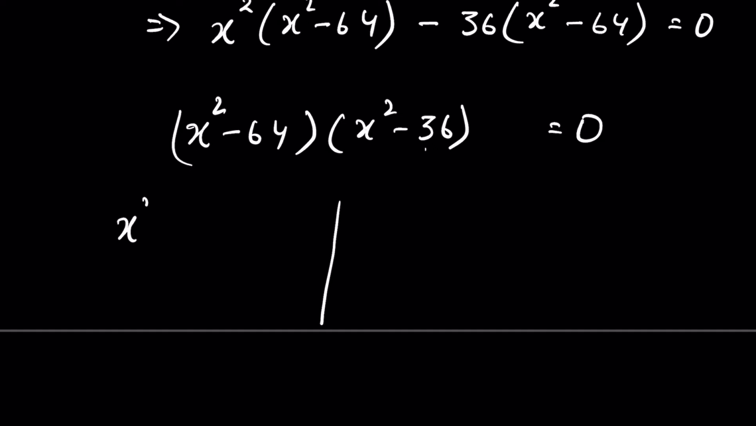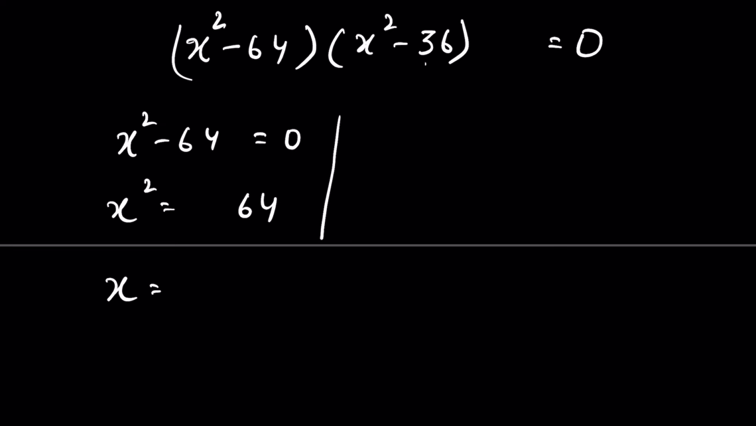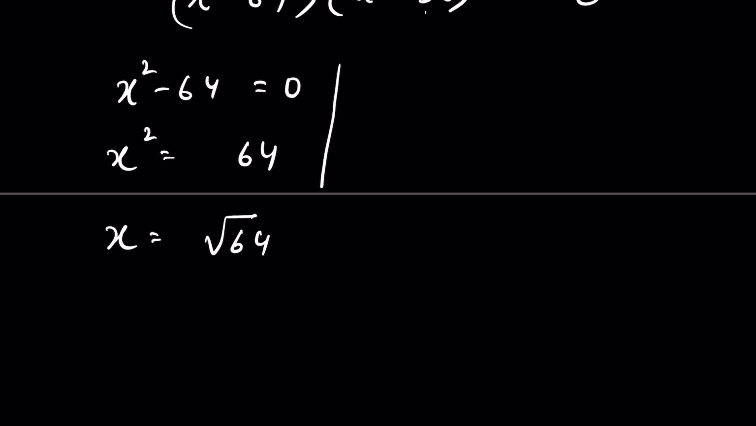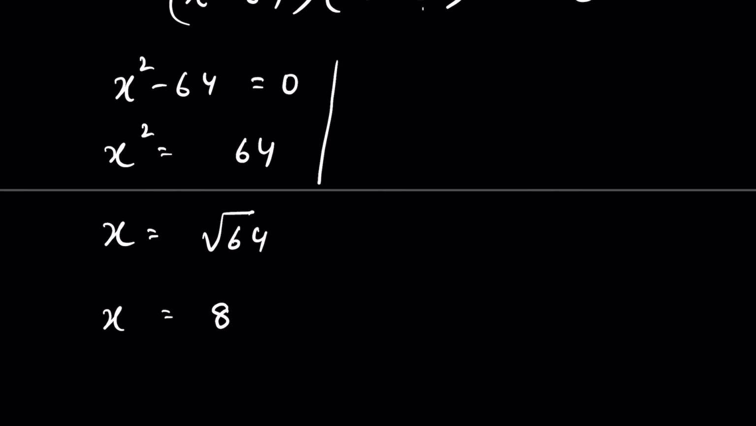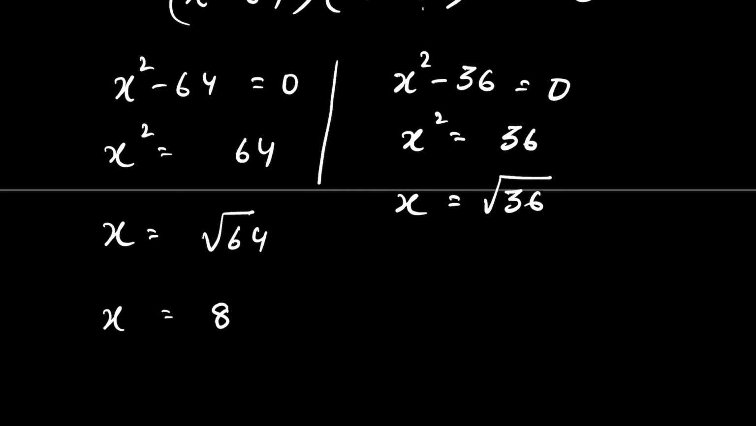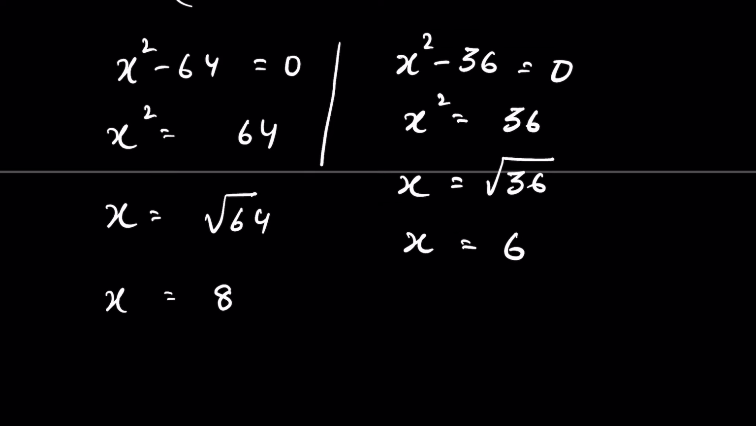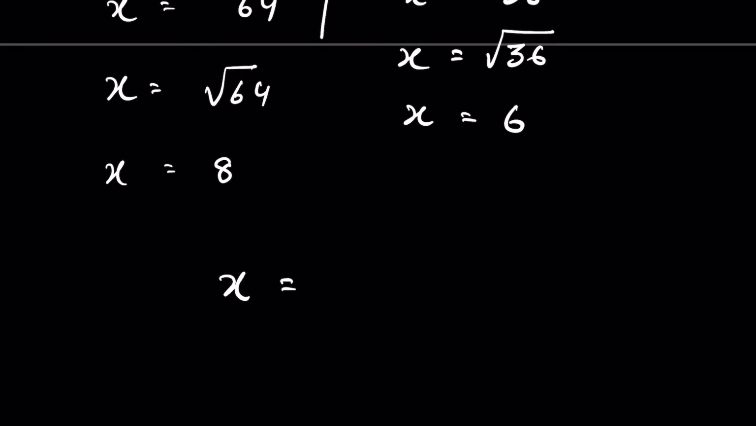When X square minus 64 is equal to 0, then X square is equal to 64, or X is equal to square root of 64, or X is equal to plus minus 8, but X is the side, so it cannot be negative, so X is equal to 8. When X square minus 36 is equal to 0, X square is equal to 36, or X is equal to square root of 36, or X is equal to 6. So, we have two values for X, X is equal to 8 and X is equal to 6.